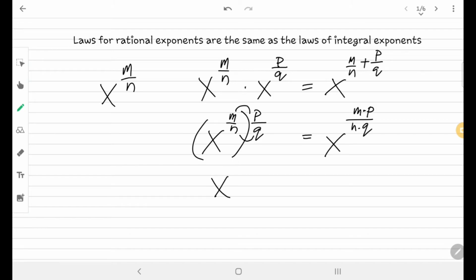And ganun din kapag x raised to m over n, and another x raised to p over q naman. So, dahil same variable sila sa numerator and denominator, ima-minus natin yung exponent nila. Siyempre, if needed to find for the LCD, so meron pa rin dito application ng laws of fraction.